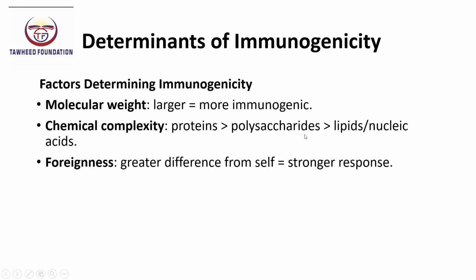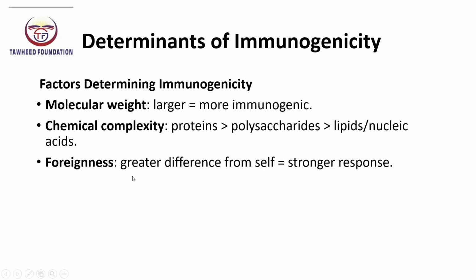Second is chemical complexity. Proteins and polysaccharides are strong immunogens because they are chemically complex, containing multiple different building blocks arranged in diverse structures. In contrast, lipids and nucleic acids are poor immunogens unless they are presented as part of complex structures. Even among proteins, not all are antigenic. Gelatin, for example, is not immunogenic because it lacks aromatic amino acids like tyrosine, which are essential for antigenic recognition.